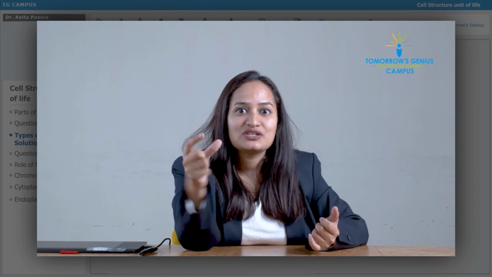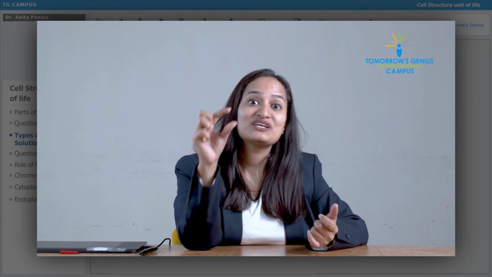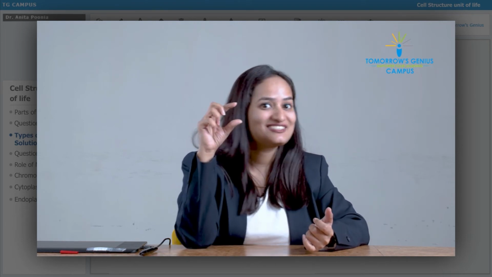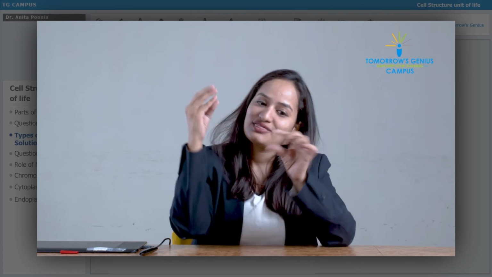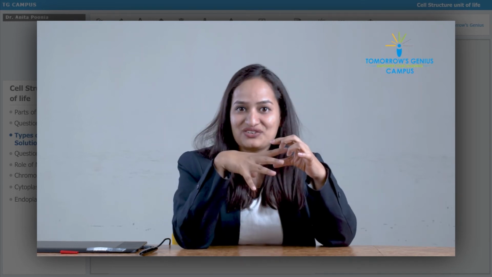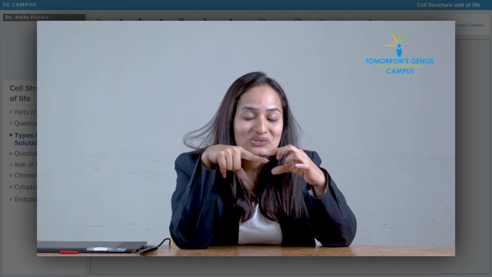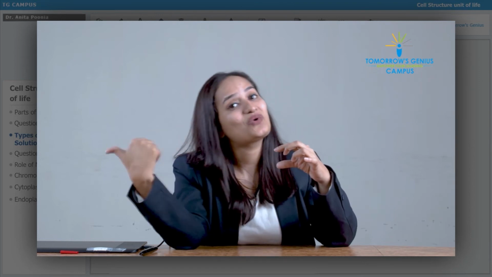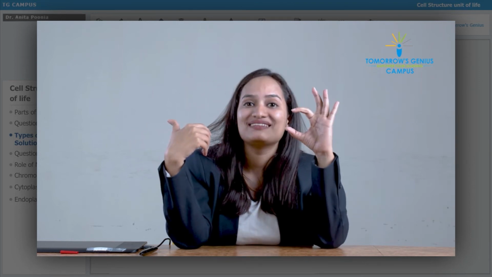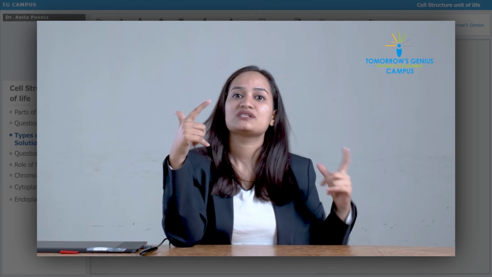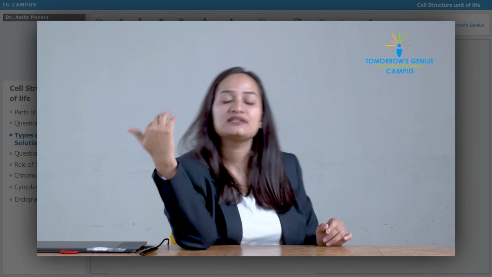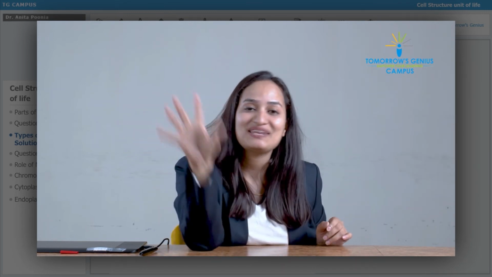Now I'll give you the example. Just imagine a grape, a ripe grape, how turgid it is, right? So when the red blood cell takes in the water, because the concentration was less inside and more outside, it will swell, right? And it might swell to the extent that it might burst because it's an animal cell.